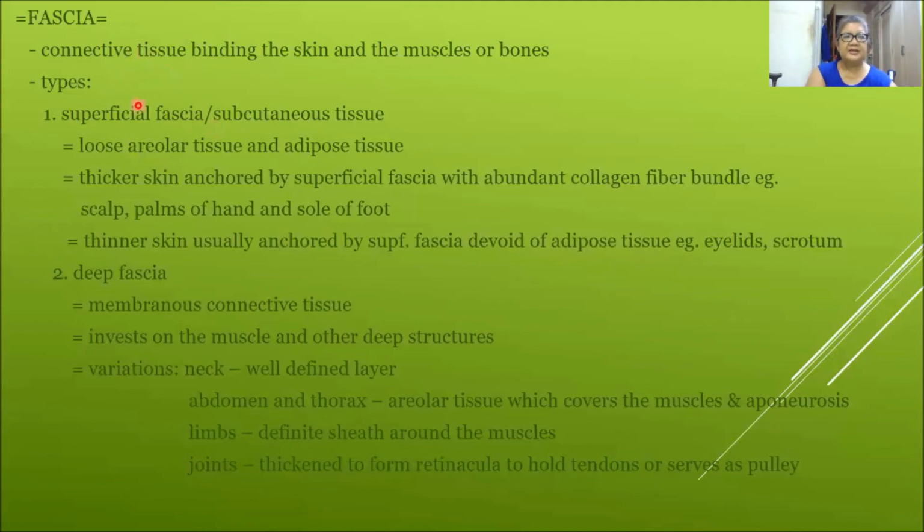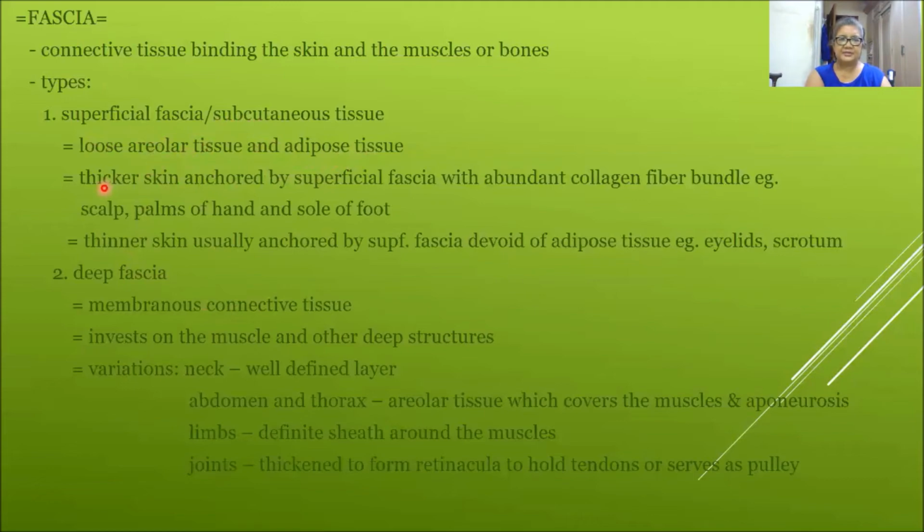The fascia. There are two types. There is the superficial fascia or the subcutaneous tissue, which is beneath the dermis, and the deep fascia, which is a membranous connective tissue. Now, your superficial fascia is a loose areolar tissue, and it has adipose tissue. When one is younger, the adipose tissue is thicker underneath the dermis.